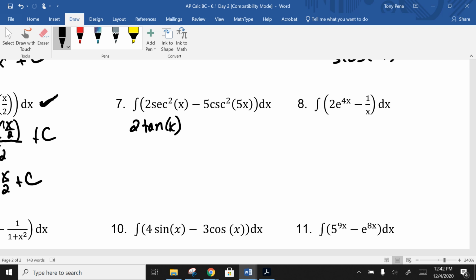All right, first term should be pretty simple. The 2 you drop down. The antiderivative of secant squared is going to be a tangent. The next term, it's really up to you how you want to handle this.